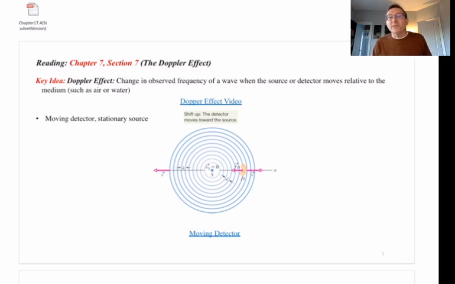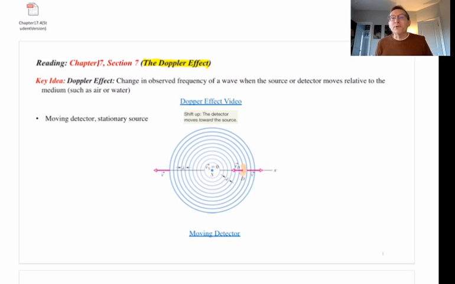This is video lecture 17.4, in which we're going to discuss the content from section 7 in chapter 17, of course. And that is, we are going to talk about a phenomenon called the Doppler effect, which it turns out is both common and technologically and scientifically important.